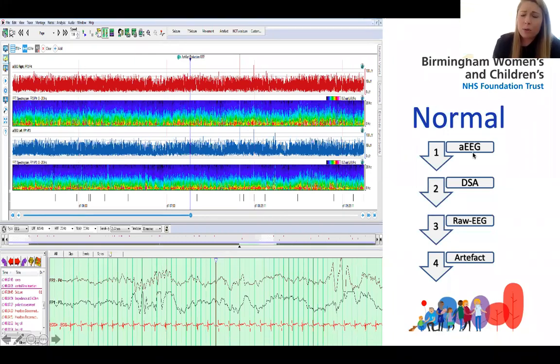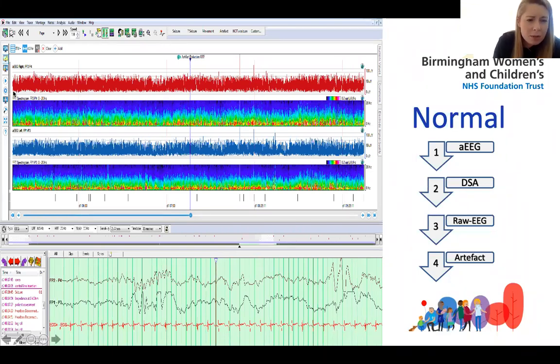And we go through looking at the AEG first, then look at your spectral array, then see if you can get any adjunctive evidence from the raw EEG itself. And we say adjunctive evidence because we're not neurophysiologists, and so we shouldn't be using the EEG as our only source of deciding whether something's a seizure or not. And then make sure that you can definitely rule out any artifacts, and make sure that none of the changes that you're seeing are due to artifact before you decide to treat what you're seeing.